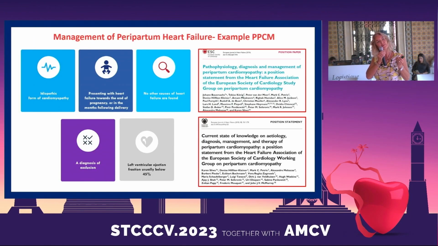I want to say, there are many different forms of heart failure depending on the structural heart disease, and I obviously can't cover all. So I'm using peripartum cardiomyopathy as one example of how to manage heart failure in pregnancy. It is an idiopathic form of cardiomyopathy. The patient presents with heart failure towards the end of pregnancy or in the months following delivery. No other causes of heart failure are found. It is a diagnosis of exclusion, and the left ventricle ejection fraction is usually below 45. This is according to the position statement from the Heart Failure Association of the European Society of Cardiology.